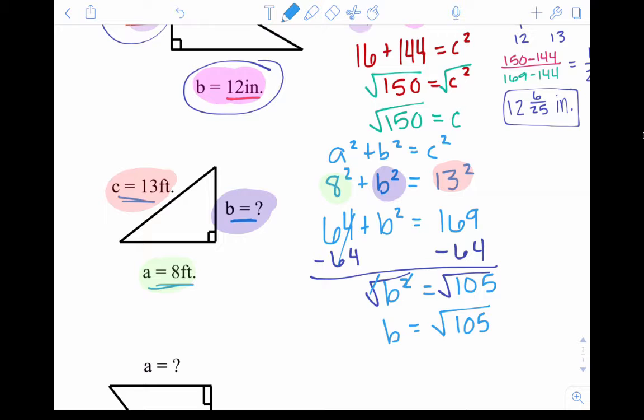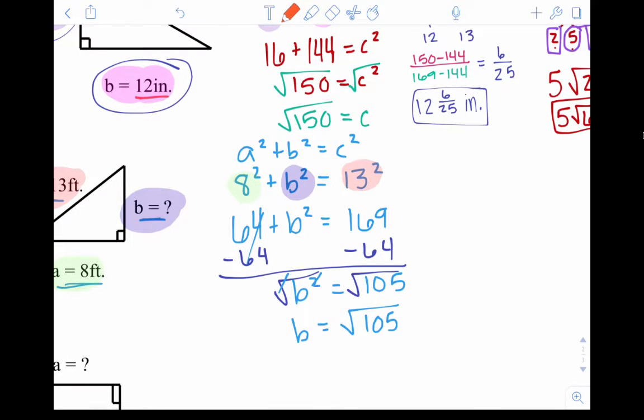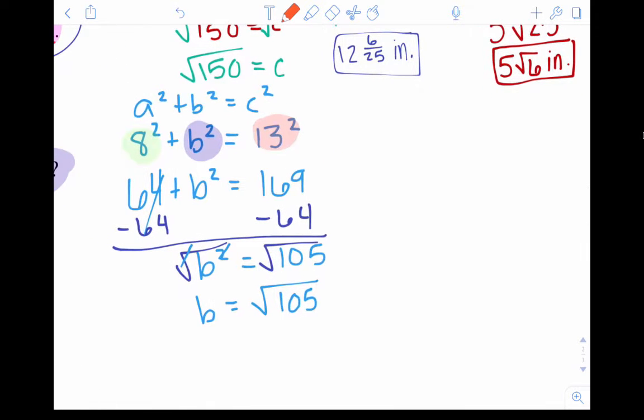That's not a perfect square, so I'm not going to get just a whole number. Because of that, now I have to go over here and I have to write my answer in estimated form and simplified form. So first I'm going to estimate. So I have the square root of 105. Well, the two perfect squares that it's between are 100 and 121. The square root of 100 is 10. The square root of 121 is 11. So this number is going to be between 10 and 11.